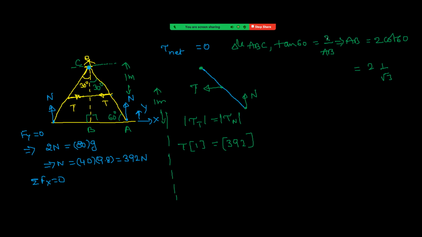Cross check once. AB equal to 2 by tan 60. Tan 60 means how much? It is root 3, right? So 2 by root 3. Now substitute here, it is now into 2 by root 3. That is now the tension. So we got the tension here.